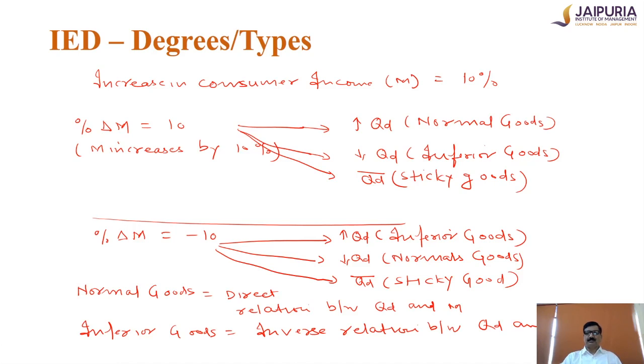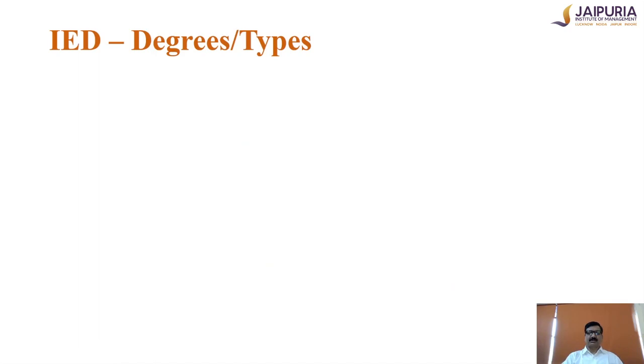Within normal goods, there are two more types of goods. Once again, we can write IED. If it is greater than 0, it is the case of normal good. Greater than 0 means what? When consumer income increases, demand for normal good will increase. If consumer income decreases, then demand for normal good will decrease.